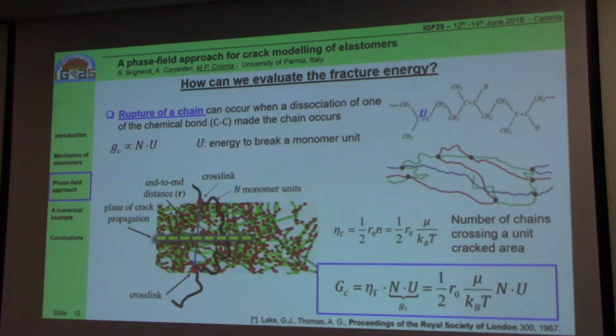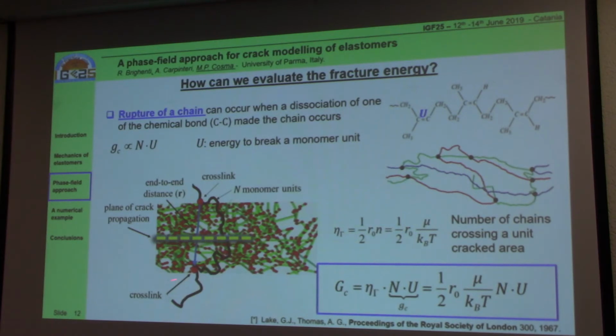Okay, only some comments. How can we evaluate the fracture energy of a polymeric material, of an elastomer in this case? Rupture of a chain from a micro-chemical point of view can occur when the dissociation of one of the carbon-carbon bonds makes the chain break. So we can imagine relating the fracture energy of a chain to the energy to break a monomer unit. We use in this work the Lake and Thomas model of 1967.